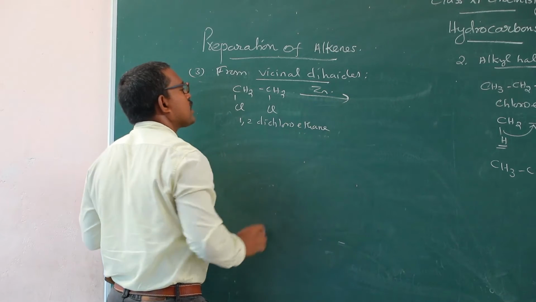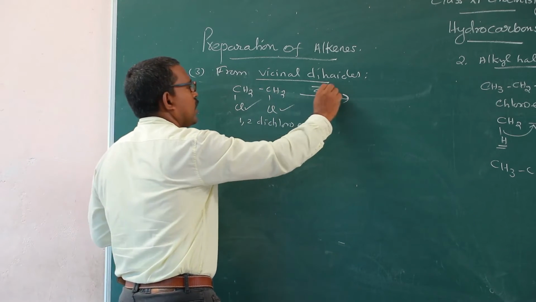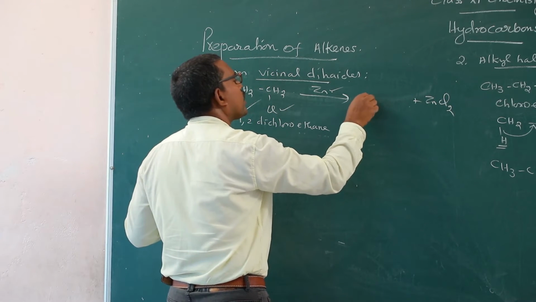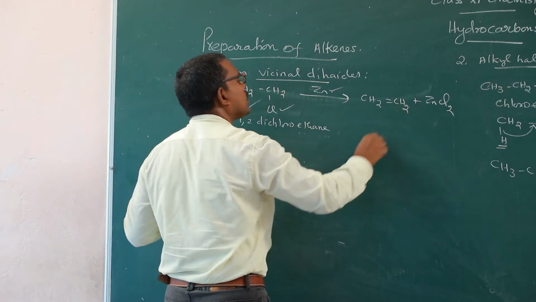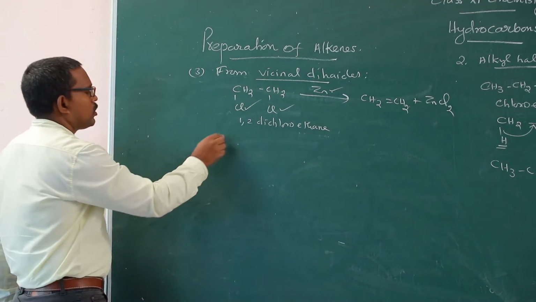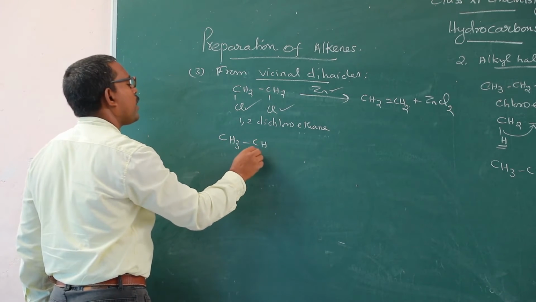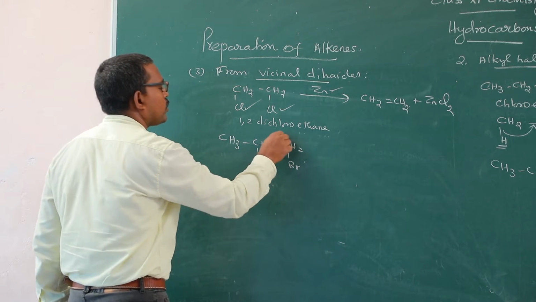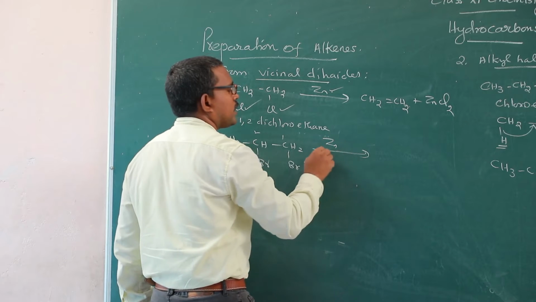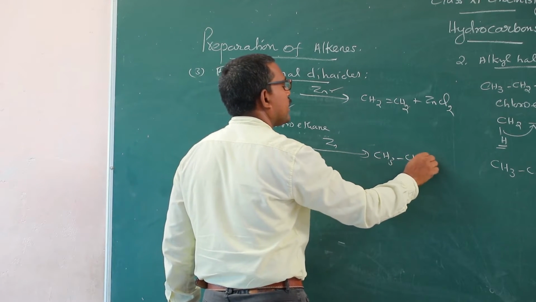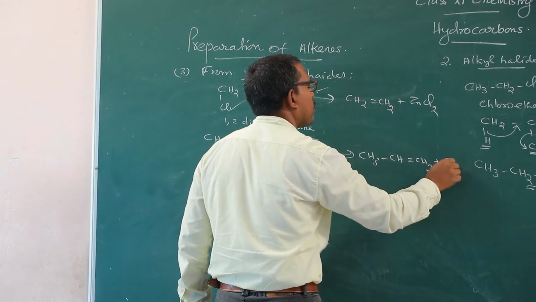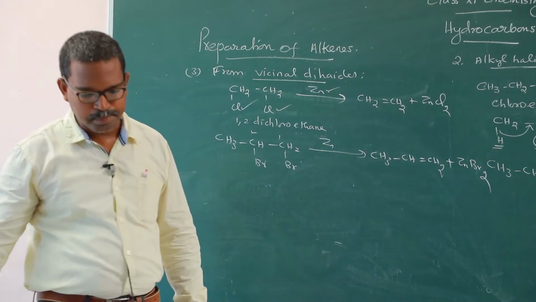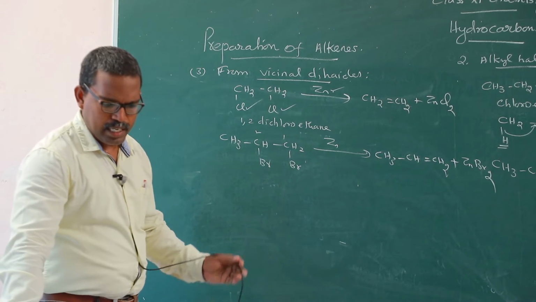1,2-dichloroethane in the presence of zinc. So, it is eliminated like this. Zinc chloride is eliminated. We are getting ethylene as the product. Suppose you are taking 1,2-dibromopropane with zinc: CH3CH=CH2 plus ZnBr2, zinc bromide as the product. So, the third method is from vicinal dihalides.